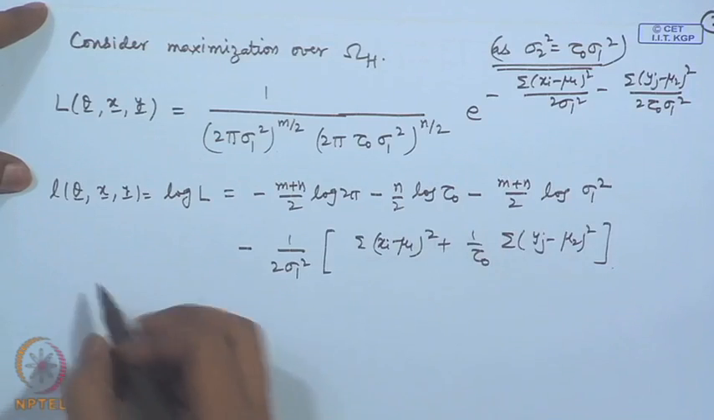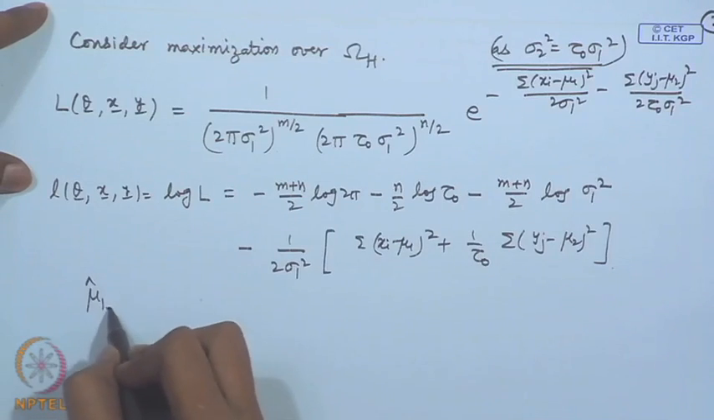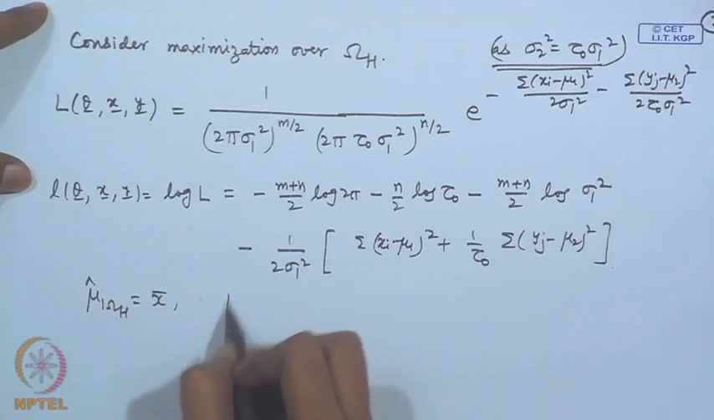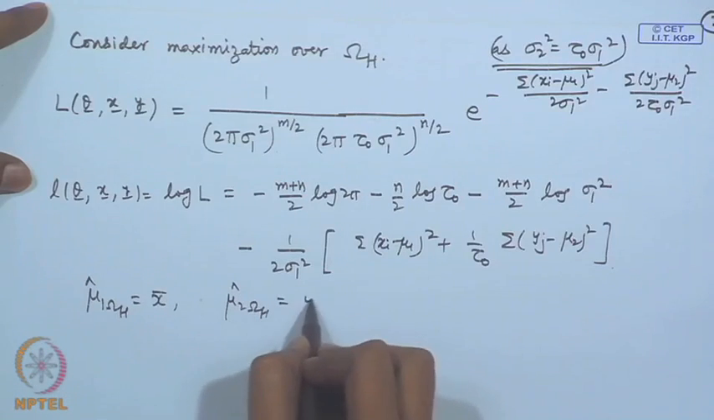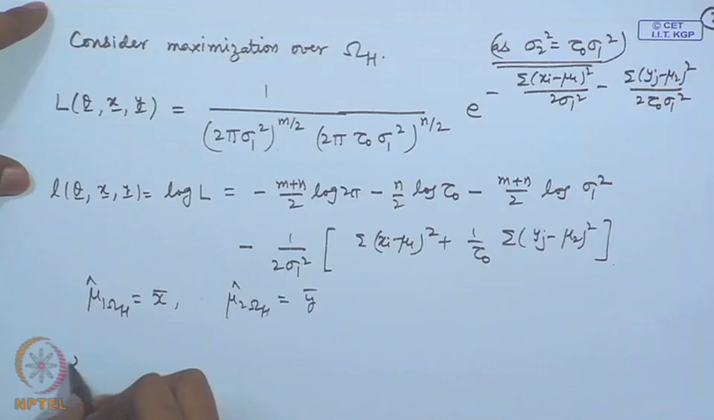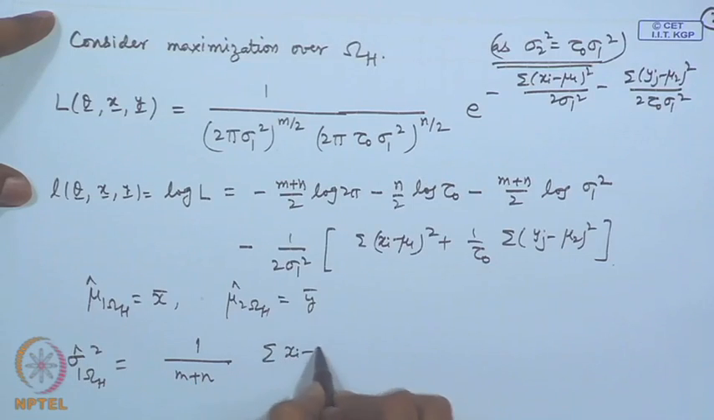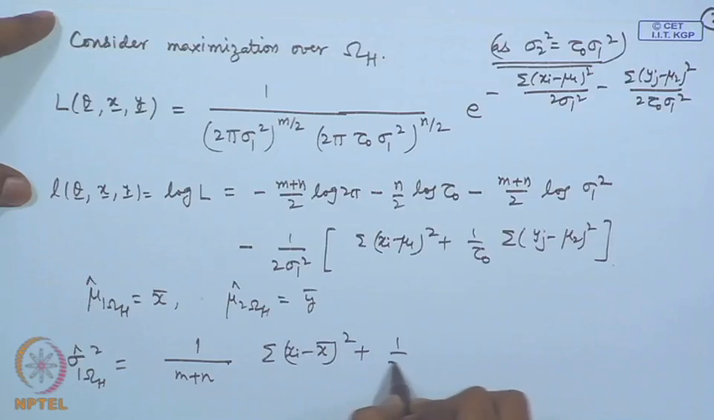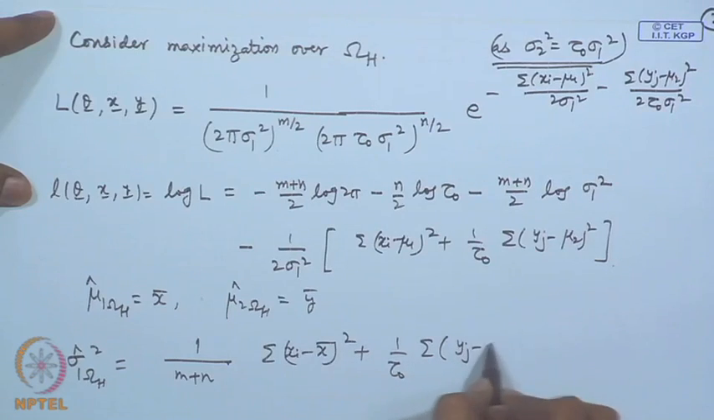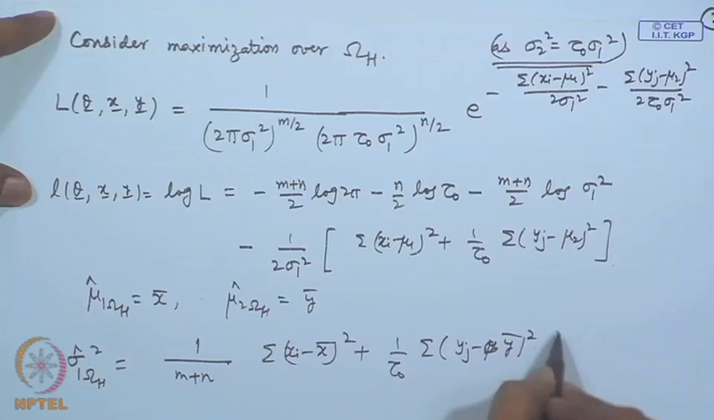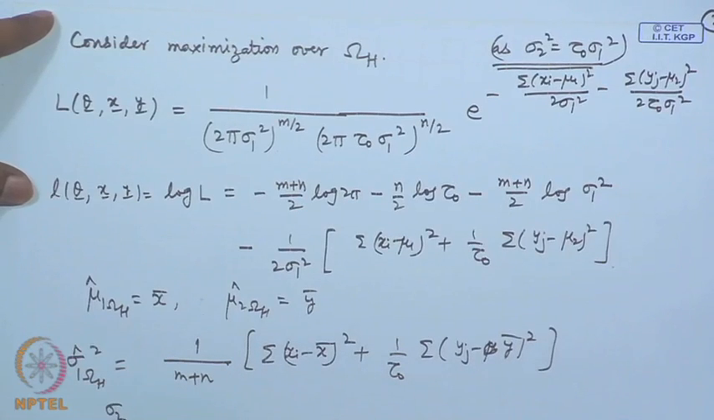So, if I consider mu 1 hat omega h, that will be x bar, and mu 2 hat omega h, that will be y bar. However, if I consider maximization with respect to sigma 1 square, I will get sigma 1 hat square equal to 1 by m plus n times sigma x i minus x bar square plus 1 by tau naught sigma y j minus y bar square. So, sigma 2 hat omega h square will be equal to tau naught sigma 1 hat omega h square.